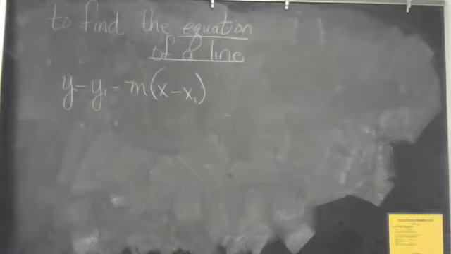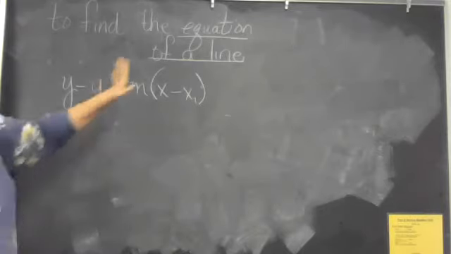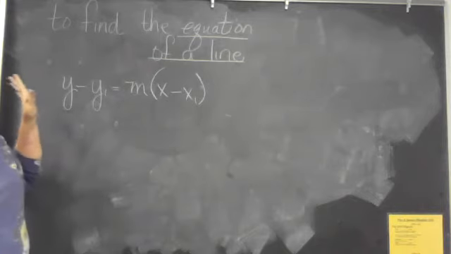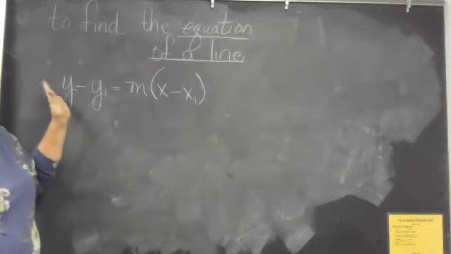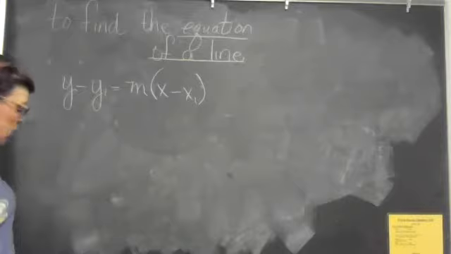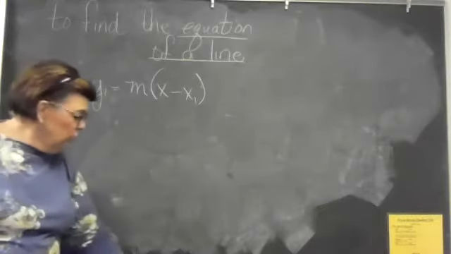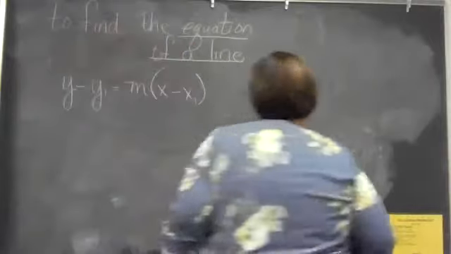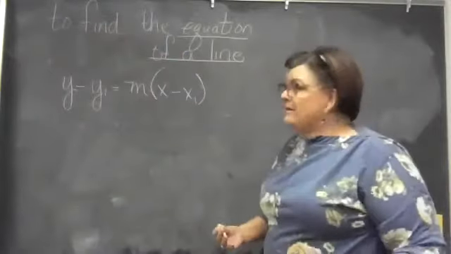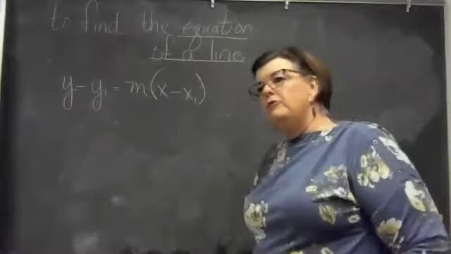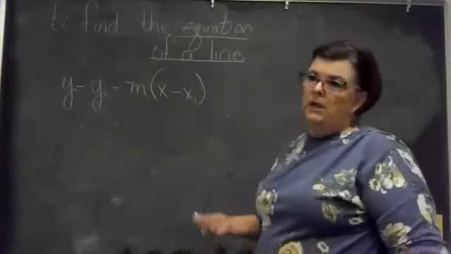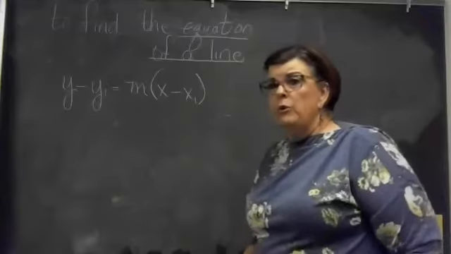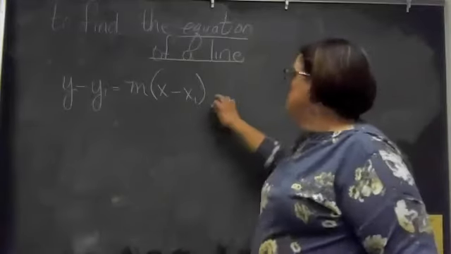We're going to write equations of a line. This is called the point slope formula. The only reason you need to know the name of this formula is because your instructions may say, use the point slope formula to find the equation of a line. And so you won't get bogged down going, oh my gosh, I don't know what the point slope formula is. That's what this is.